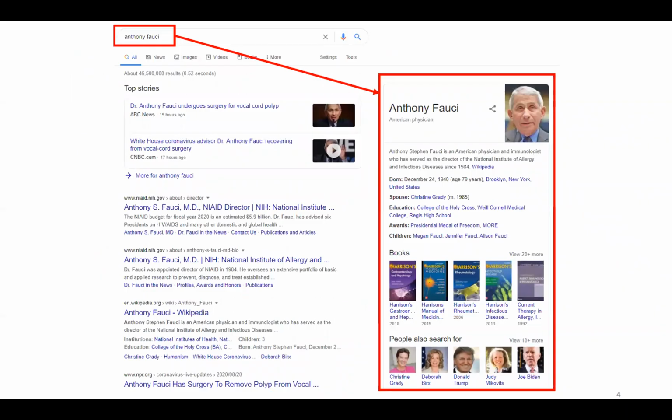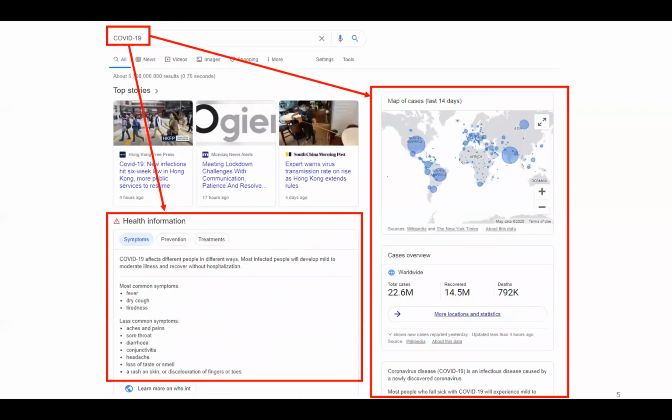Here is an example of a search result with the query Anthony Fauci. On the right-hand side, Google Knowledge Graph returns some key attributes of this entity. Here's another example. When you search COVID-19, Google Knowledge Graph returns the key facts that are almost real-time updated.